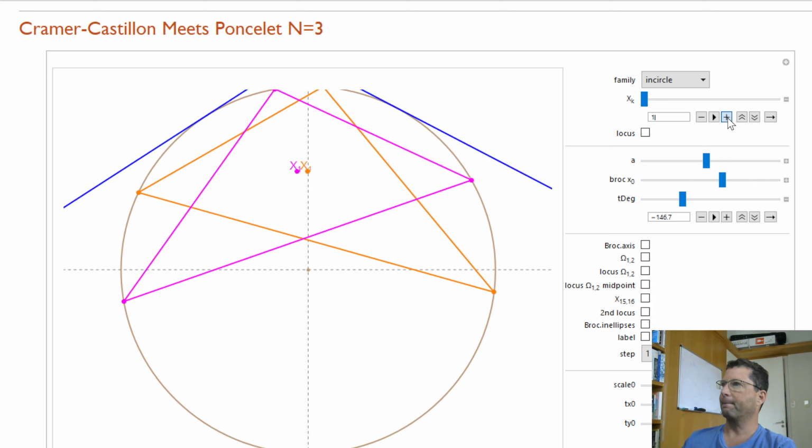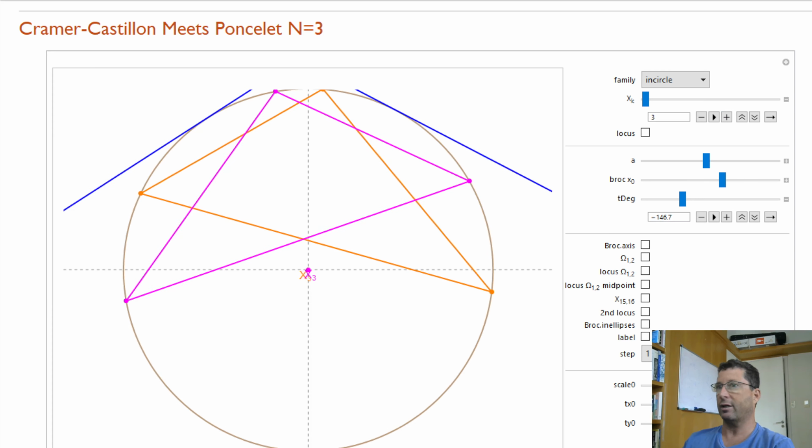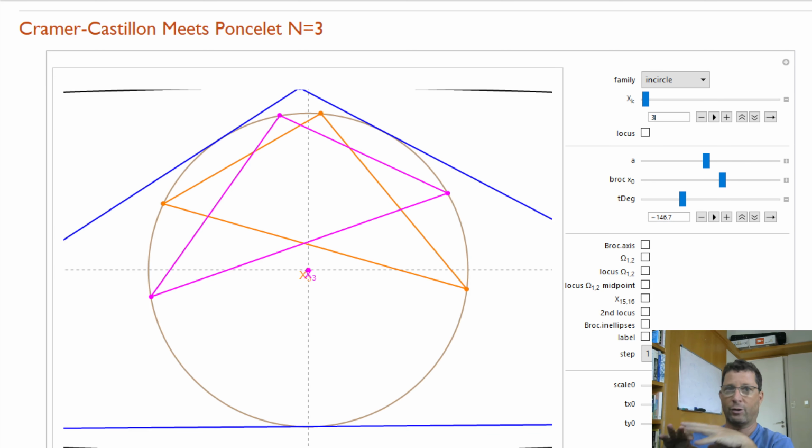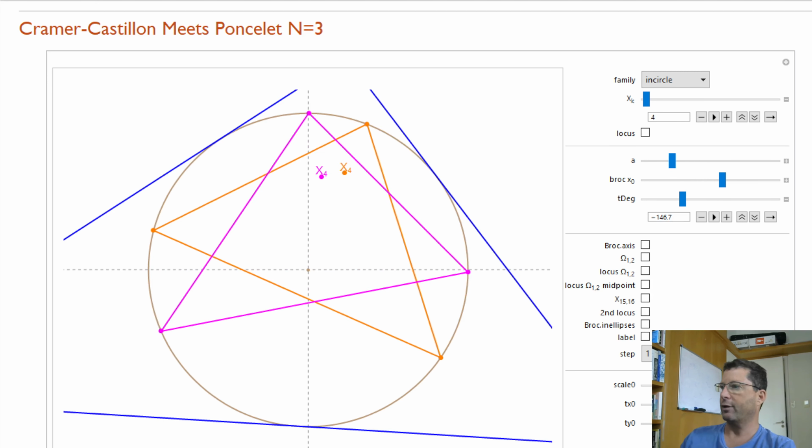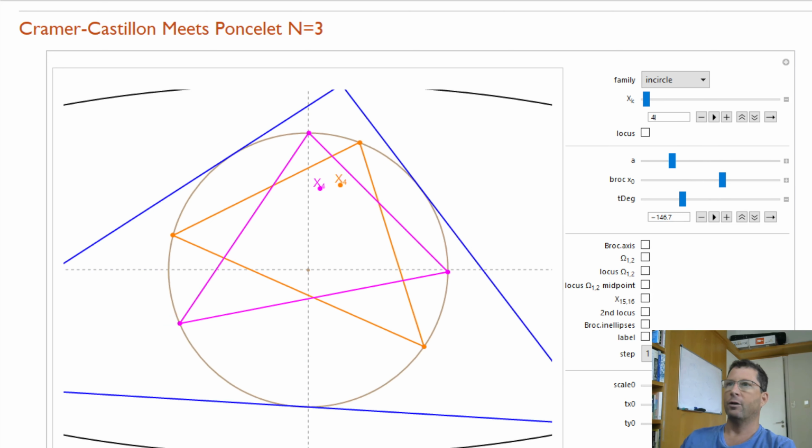Are the body centers, the centroids of each triangle, shared? No, they're not shared. How about the circumcenters? Well, by definition, the circumcenters are going to be shared because both of these triangles are inscribed in the same circle, the caustic of my Poncelet family. How about the orthocenters? Are they shared? Let's decrease the aspect ratio of my outer family. Here's my outer family. No, the orthocenters are not shared. How about the centers of the 9-point circles? Also not shared.